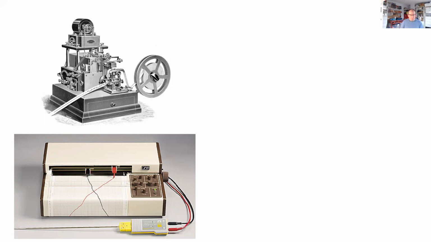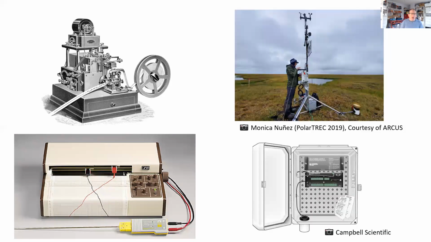These chart recorders are very similar. They take in an electrical signal and they move a pen across a piece of paper that's slowly advanced underneath. It draws a graph automatically. And you can see again that modern data loggers are essentially the same idea.